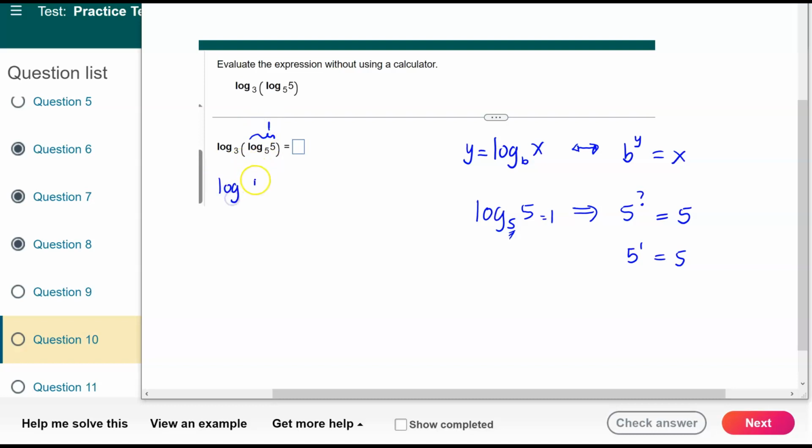So you have log of 1 base 3. Now for log of 1 base 3, how do you find the answer? The base is 3. Where would I raise 3 to obtain 1? What would be the exponent of 3 so that the result is 1? If you remember, any number when raised to 0 is equal to 1. So we know that 3 to the 0 is 1. This means that log of 1 base 3 is just 0.